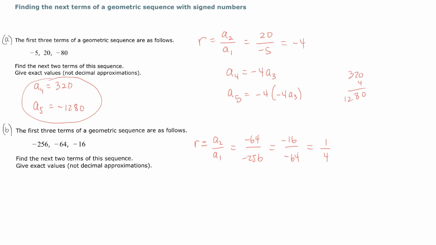So how do we get to the next term? A sub 4 has got to be 1/4 times a sub 3. And what do we get? We get negative 4. A sub 5 then would be what? 1/4 times a sub 4, which is 1/4 times negative 4, which is negative 1. Therefore, a sub 4 is negative 4, and a sub 5 is negative 1.